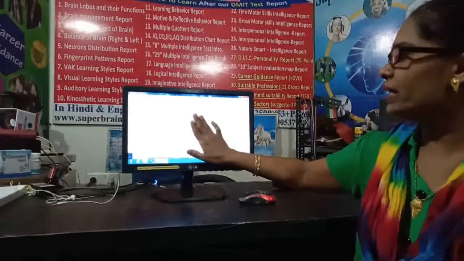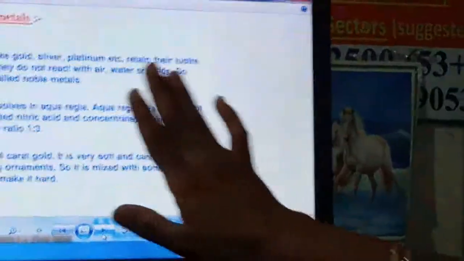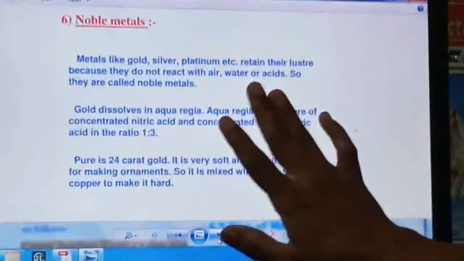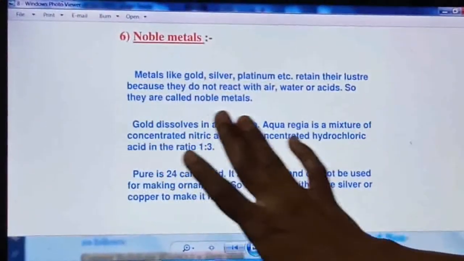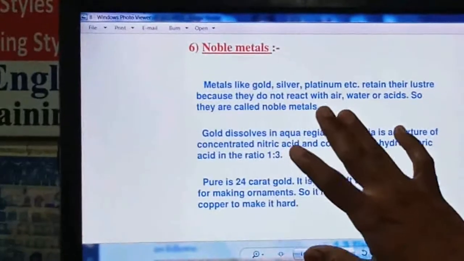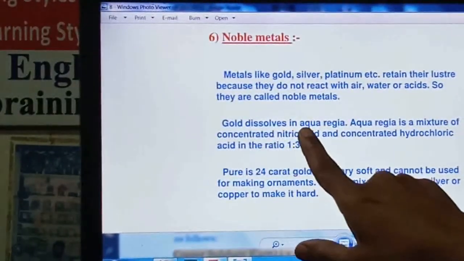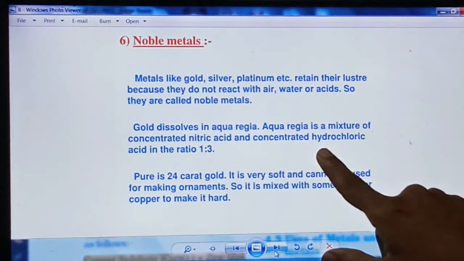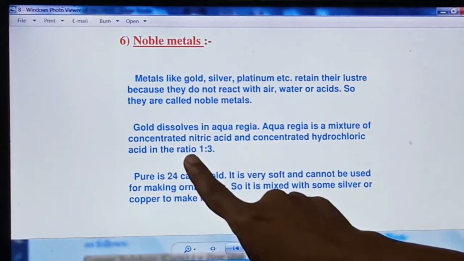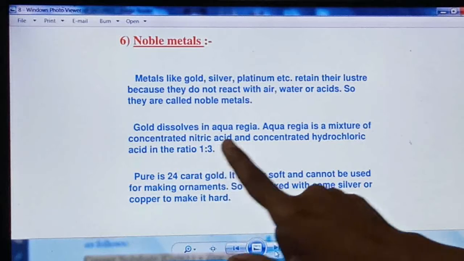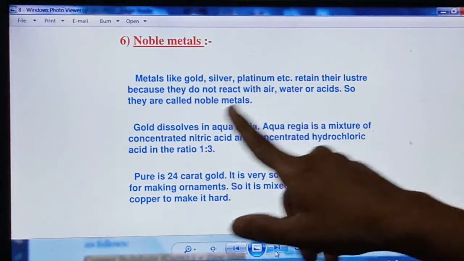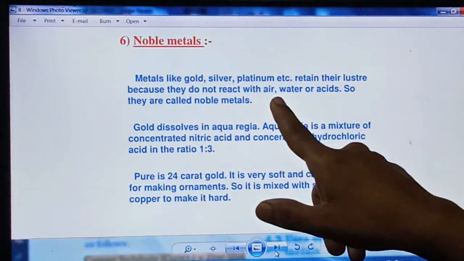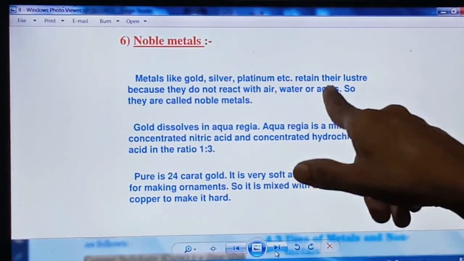See here, the noble metals like gold, silver, platinum retain their luster because they do not react with air, water or acid. So that's why they are called noble metals, right? Gold dissolves in aqua regia, right? Aqua regia is a mixture of concentrated nitric acid and concentrated hydrochloric acid in the ratio 1:3, right? So in this mixture only the gold dissolves. Otherwise it does not react with air, water or any acid.